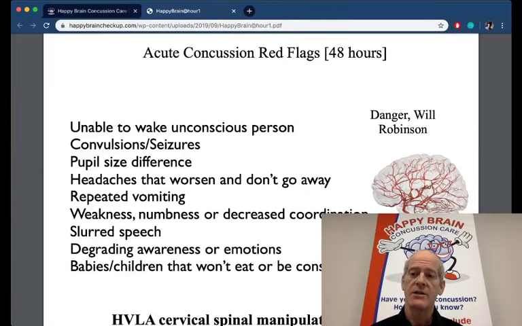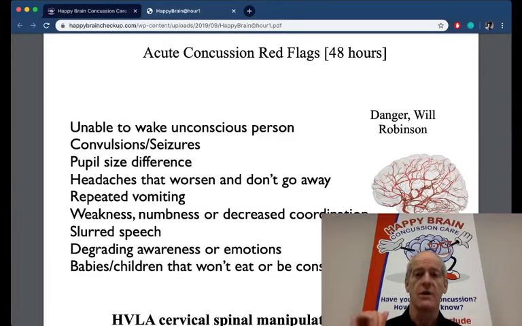Weakness, numbness, or decreased coordination. The person feels a little weak and a little run down. "I just got hit in the head. I don't feel right. I'm a little disoriented and I just don't feel very strong. I just want to sit here." Okay, well, let's walk to the car. "Okay, I'm walking to the car. I'm staggering. My coordination, I can't quite coordinate my body to walk upstairs." And it's getting worse. Call for help.